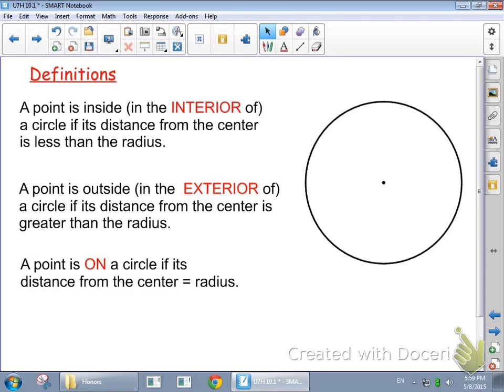Continuing on with the definitions, if we have a point that is inside or in the interior of a circle, its distance from the center is less than that of the radius. So if I have my circle M, that's the center of the circle. In the interior, if I have this point A, that distance from the center to point A is going to be less than the radius. If I have a point B that's outside of the circle, or in the exterior of the circle, then its distance from the center is going to be greater than the radius. And if I have a point C on the circle, then I know the distance from the center to that point is equal to the radius.